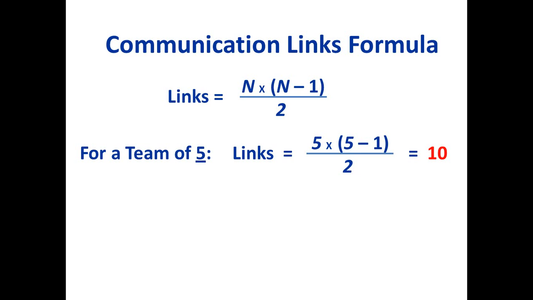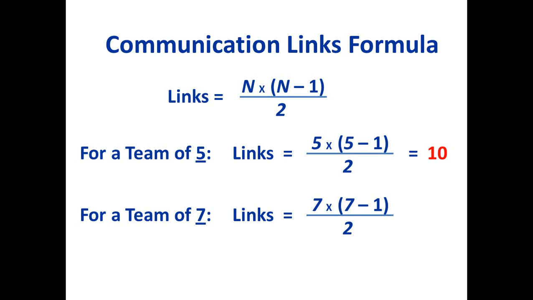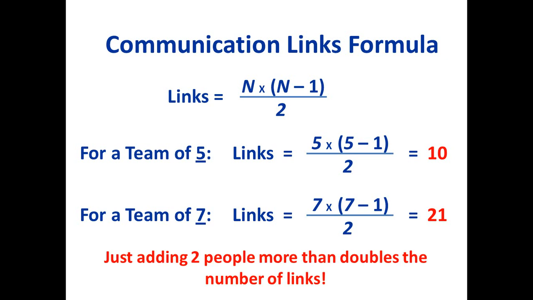Well, that's interesting in itself, I guess, but let's do something even more interesting and enlightening. Let's consider if we add 2 people to that team. Now, of course, the formula would be 7 times 7 minus 1 divided by 2. 7 times 6 is 42, divide by 2, and we get 21. And that is interesting because in this scenario, simply adding 2 people more than doubles the number of communication links. And of course, that has a big bearing on your communication needs on a real project.